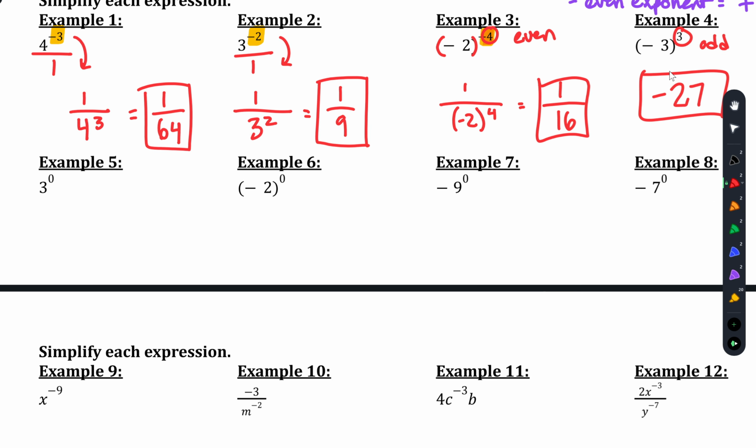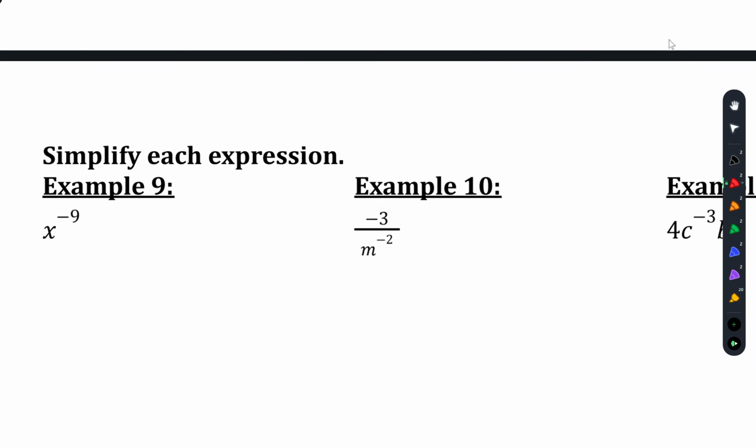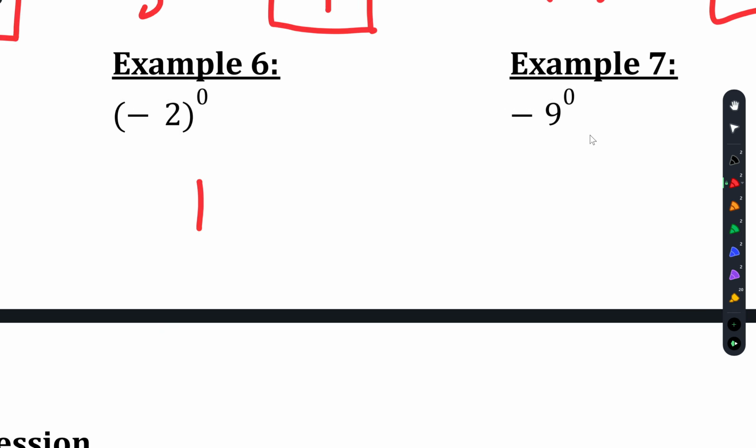The other rule we're learning about today is things raised to the 0th power. So 3 to the 0th power is what? 0. Nope. 1. Negative 2 to the 0th power is? 1. What is the difference between these two examples in the middle here? They both have negatives. What's the difference between them? James?